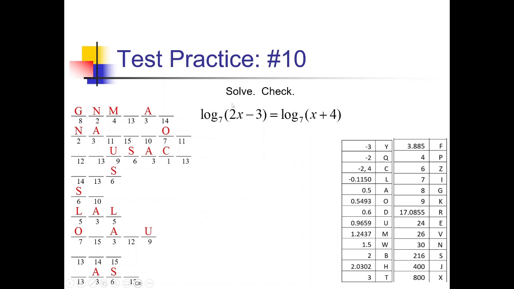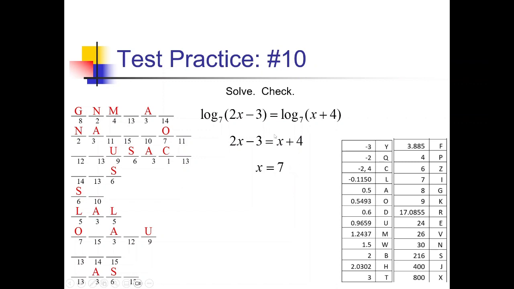For number 10, we have a log base 7 on each side, and that's it. So I can actually start by raising 7 to both sides to get rid of those logs. So we end up with 2x minus 3 equals x plus 4. And let me just get all the x's on one side, numbers on the other. 2x minus x gives me an x on the left side. And if I add 3 over here, I've got 7. And hey, the equation has been solved, 7.